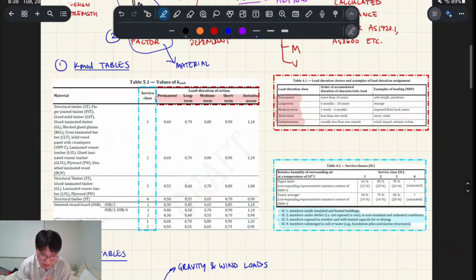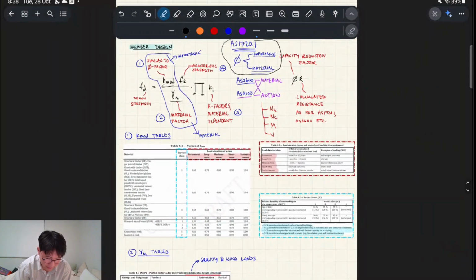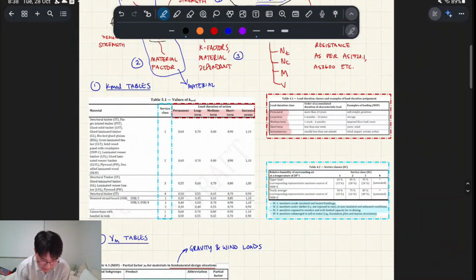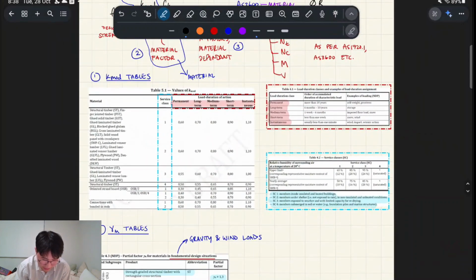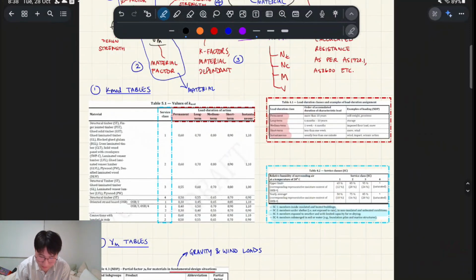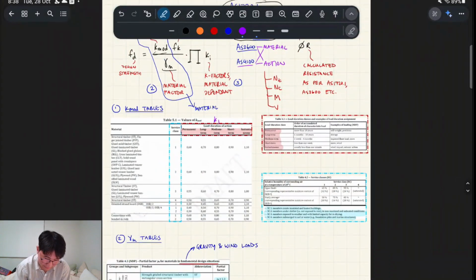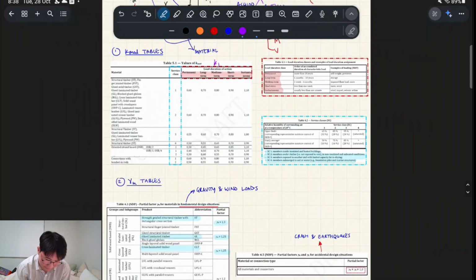So K mod was your, what's it called, your modification factor, I guess, right? And that's the service class one. Oh, sorry, it's also got duration of load. This one is also a combination of K1 in timber. Yeah. So that's that. Oh fuck, am I trolling?